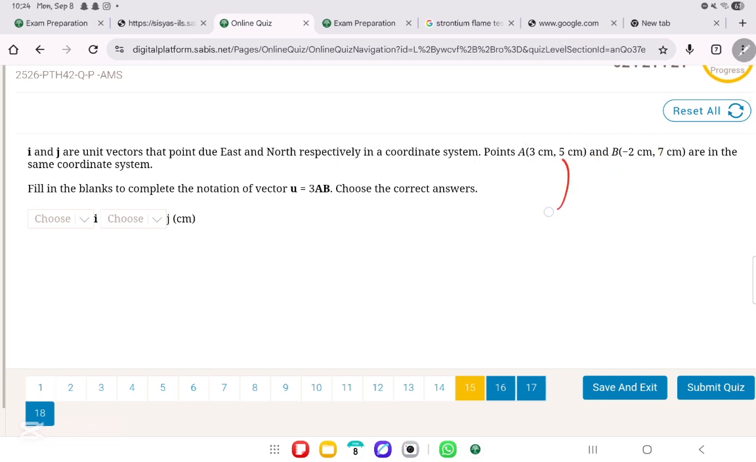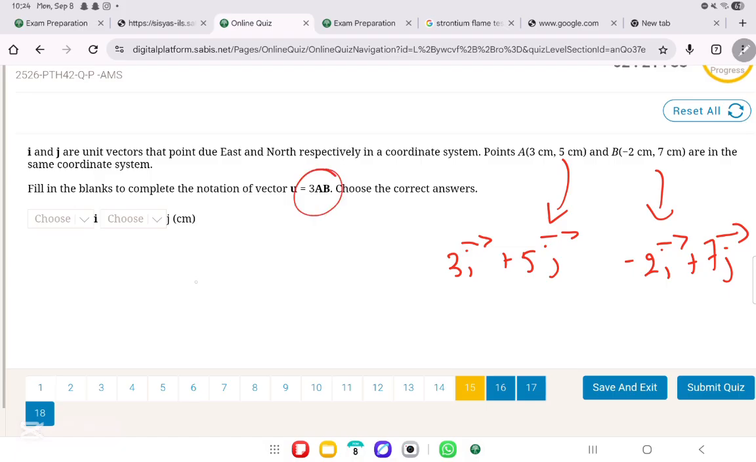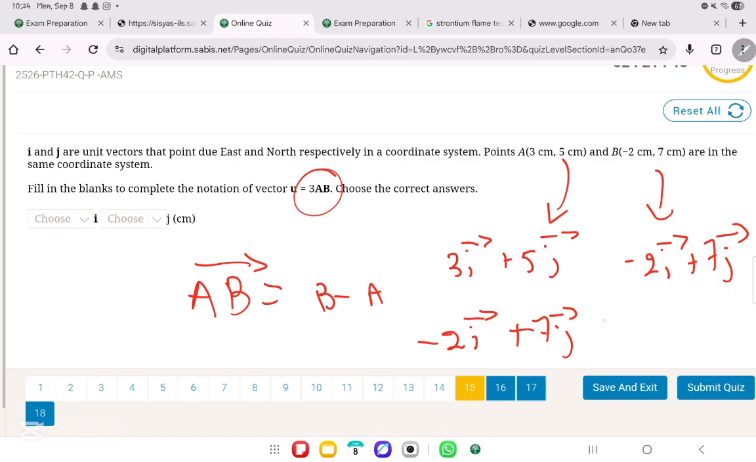3I plus 5J, minus 2I plus 7J. They want us to write what? 3AB. First of all, in order to find 3AB, we need to find AB. AB in this case is B minus A, so it's minus 2I plus 7J minus 3I plus 5J. Please pay attention to the brackets, very important. Minus 2I plus 7J minus 3I minus 5J.